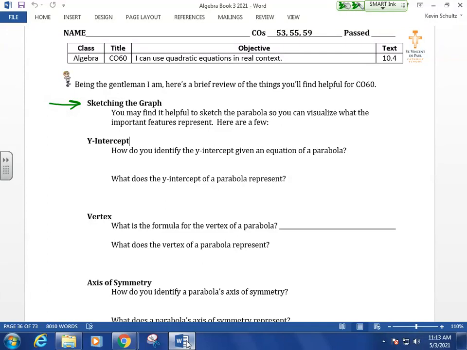But the y-intercept, how do you identify the y-intercept given an equation of a parabola? What is the y-intercept point? The C value. (0, C). And what does the y-intercept of a parabola represent? Yes, it's where it crosses the y-axis. But it represents the y value when x equals 0.